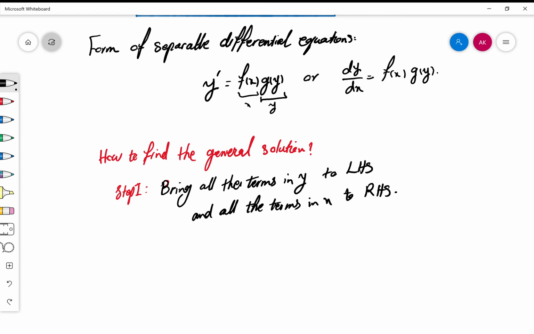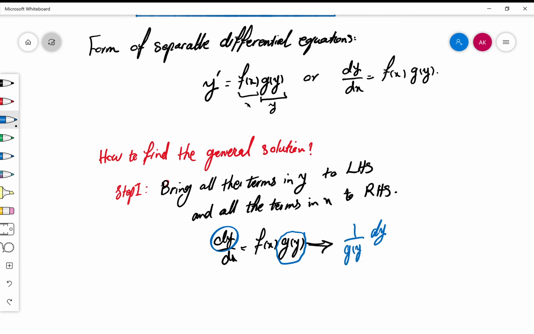Basically, if you start with dy dx equals f of x times g of y, what you need to do at this stage is, while there are two terms with y, bring all of them to the left. So dy, then 1 over g of y, and then bring all the terms with x to the right hand side, which is equal to f of x times dx.